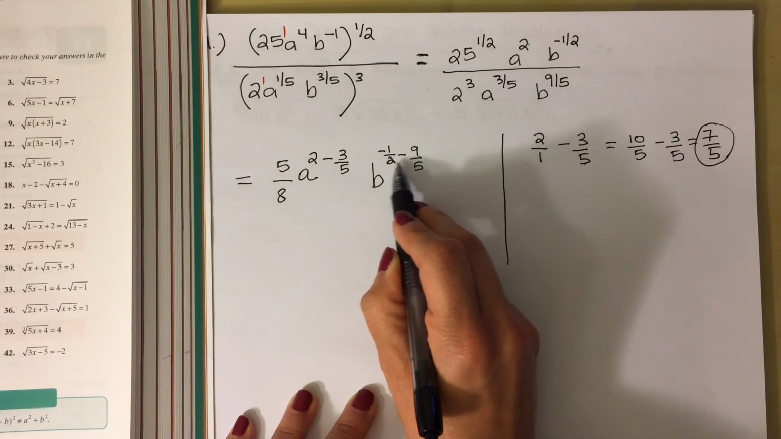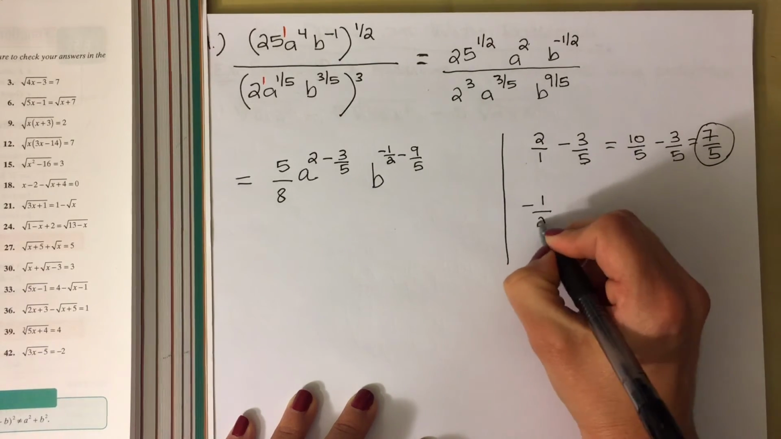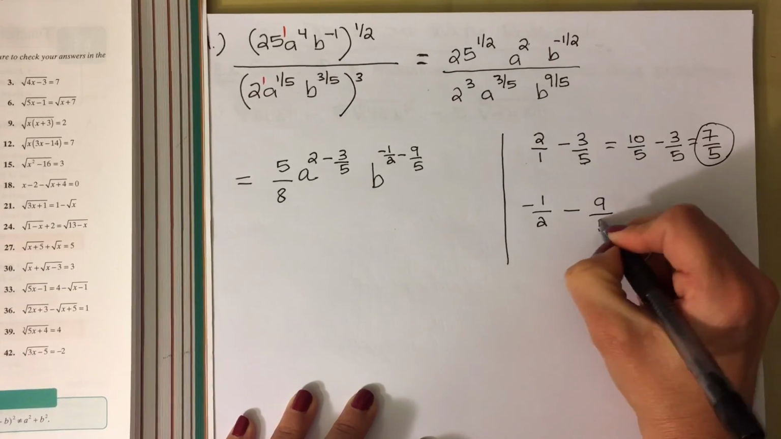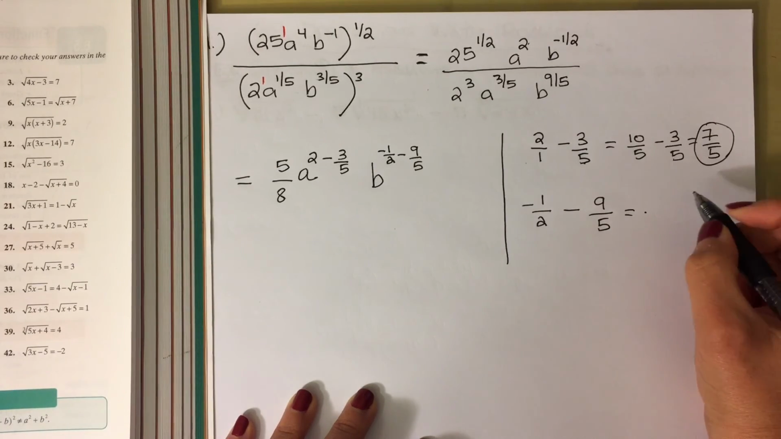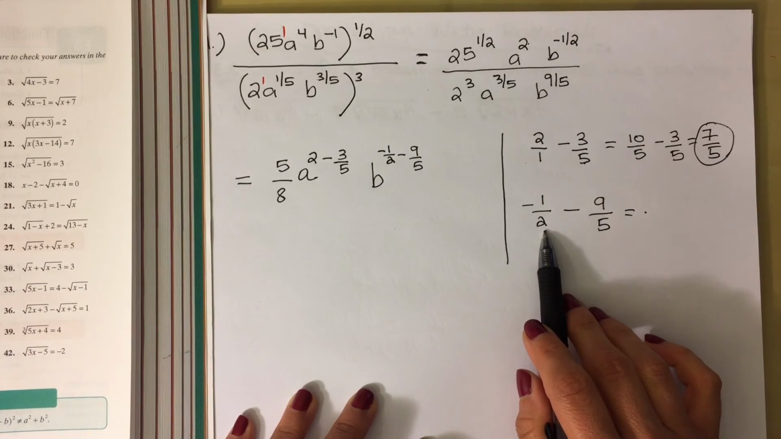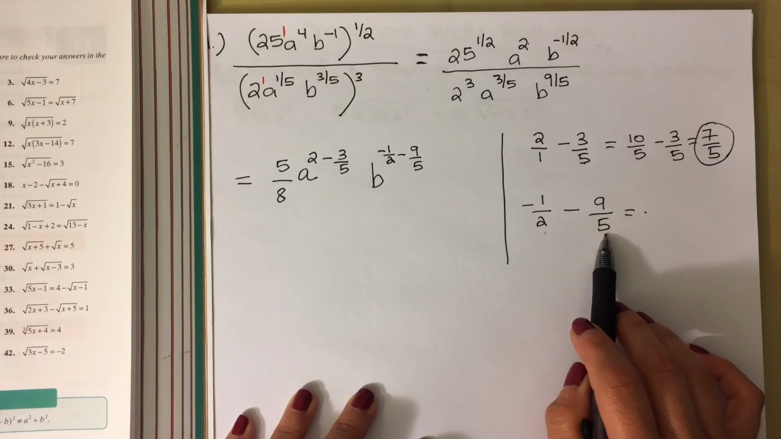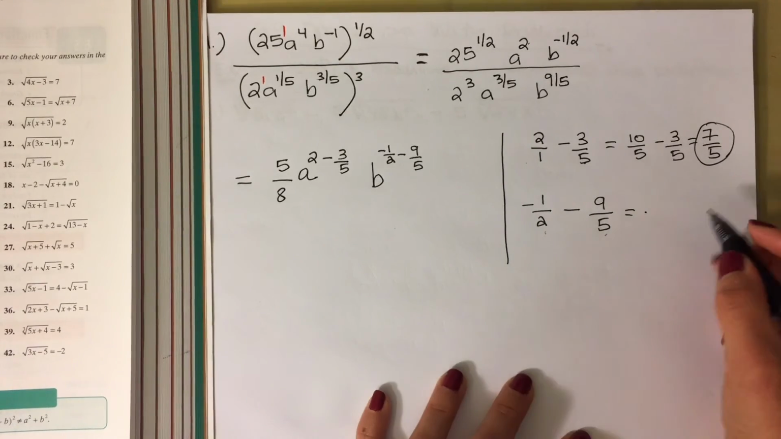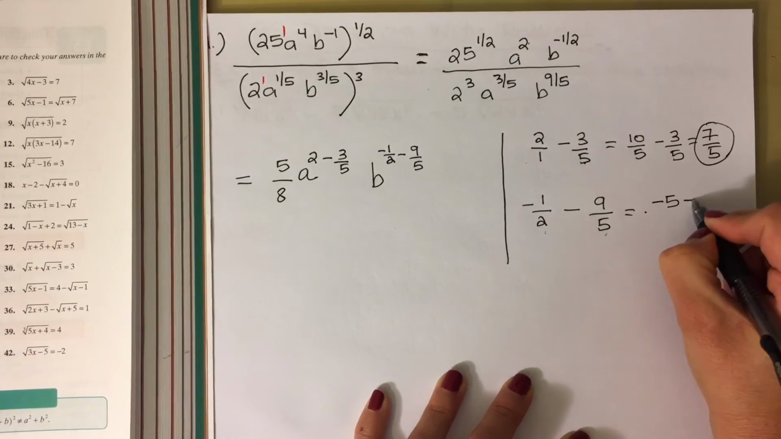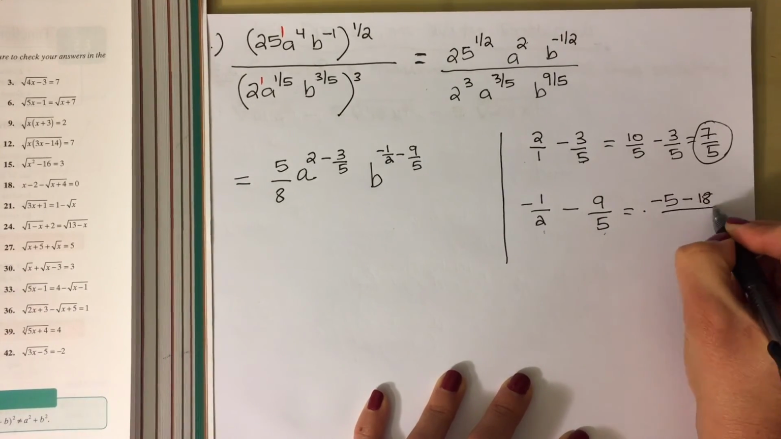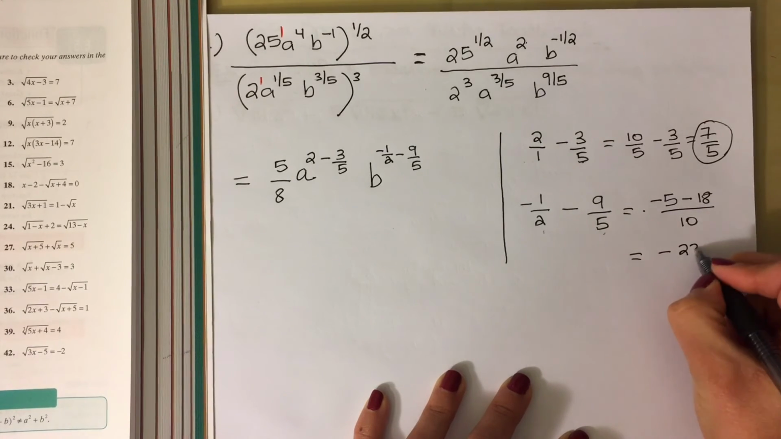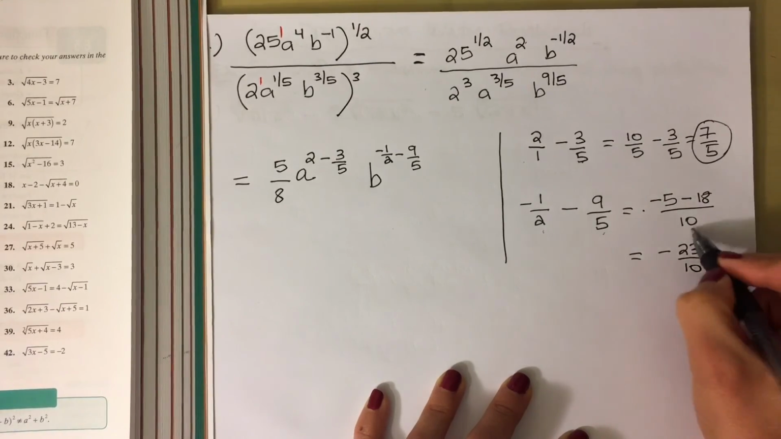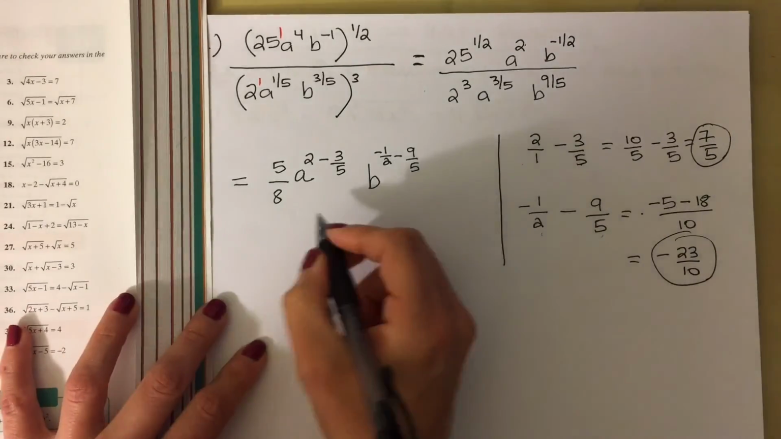Let's do the subtraction for these two. Negative 1/2 minus 9/5. The common denominator between 2 and 5 is 10. And so we have to multiply the first fraction by 5, the second fraction by 2. And that's going to give us negative 5 minus 18/10. And if we calculate that, we're going to get negative 23/10. Now that we have our exponents, let's go back to the problem.